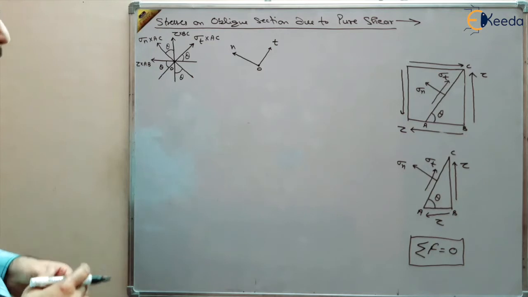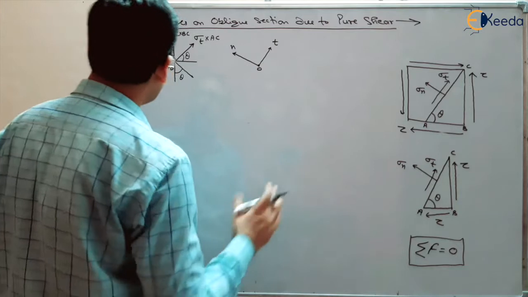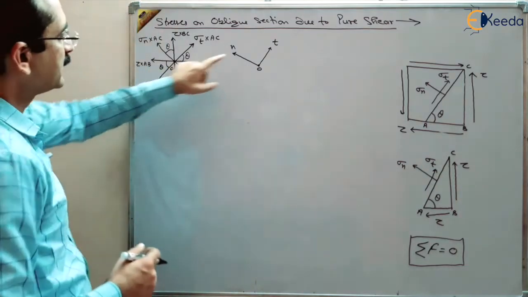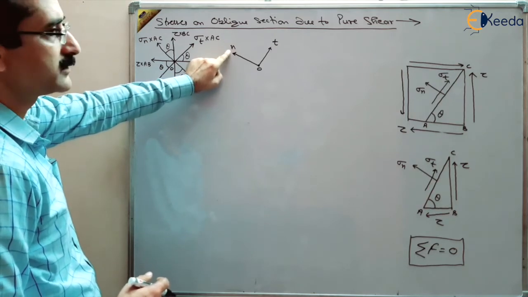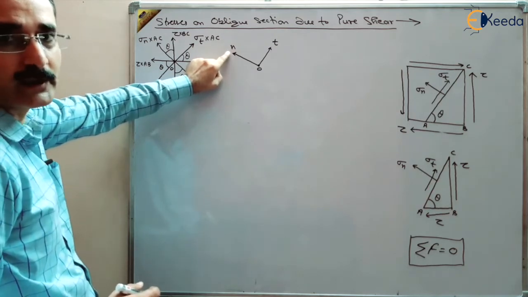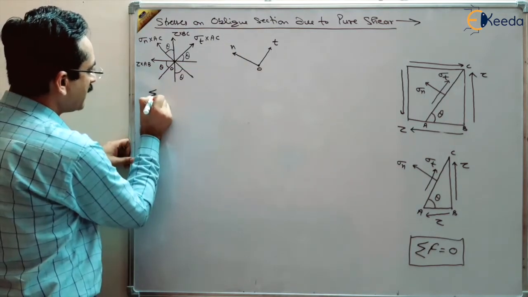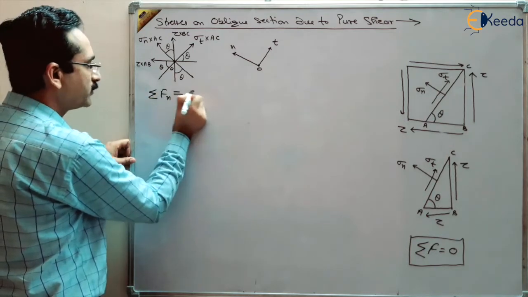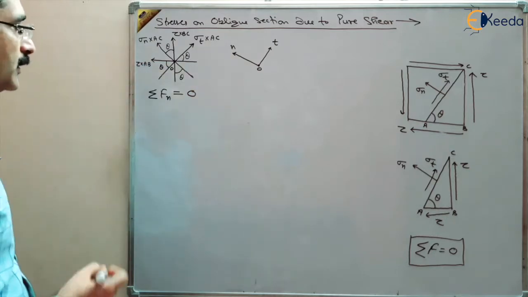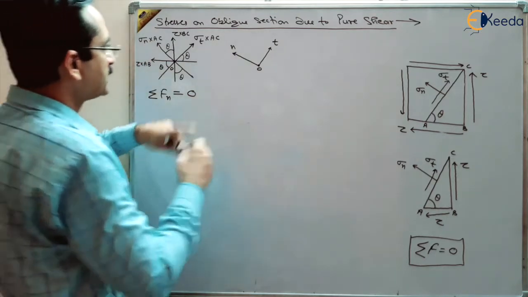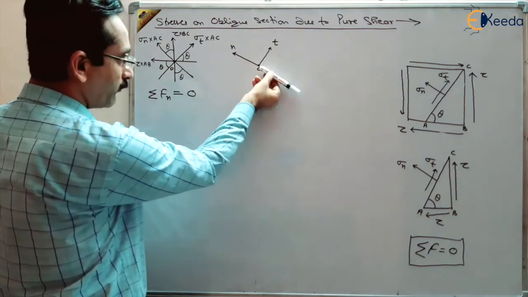Now we want to find the sum of the forces in any one direction. So choose any one direction. Suppose we choose the normal direction first and find the forces in this direction, and the sum of the forces will be equal to zero for static equilibrium. So taking the n direction first, sigma Fn should be equal to zero. The sum of the forces in the normal direction should be equal to zero. We are taking this as the positive normal direction, and the opposite of this n will be negative.